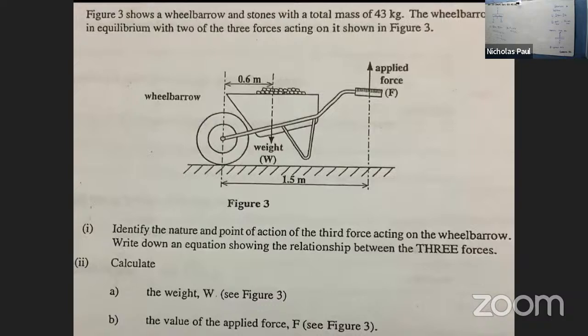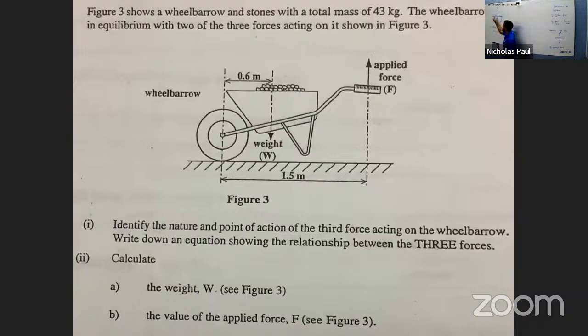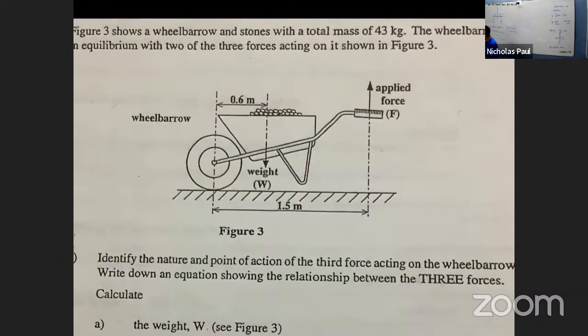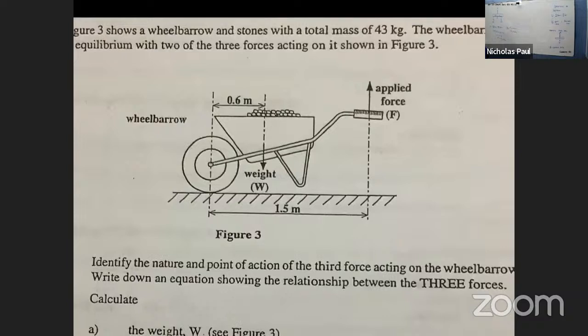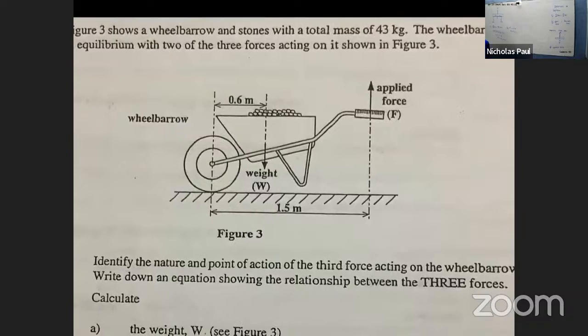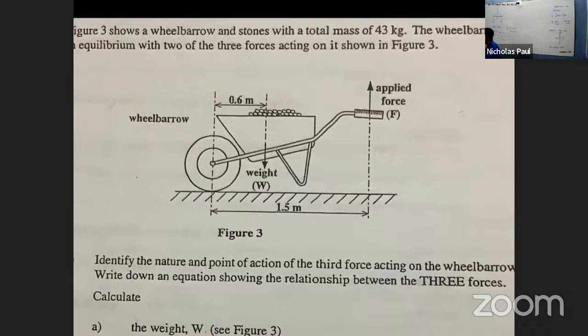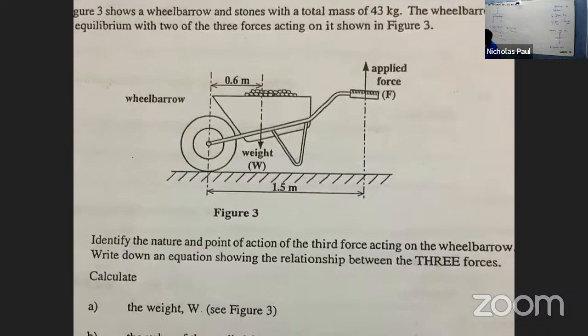Otherwise, to draw the wheelbarrow, what we are going to attempt to do is to take that wheelbarrow and draw it like this, so it's easier to understand. Before you try anything, just do me a favor. The mass of the wheelbarrow and the stones is 43 kilograms. Just make a note of that, and the rest I'll leave up there.